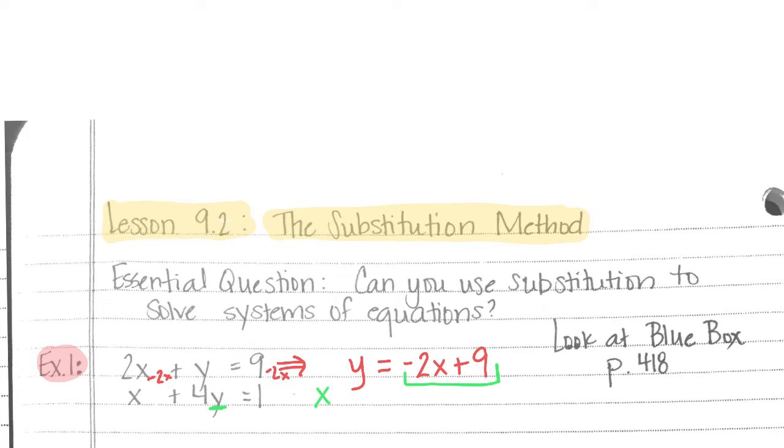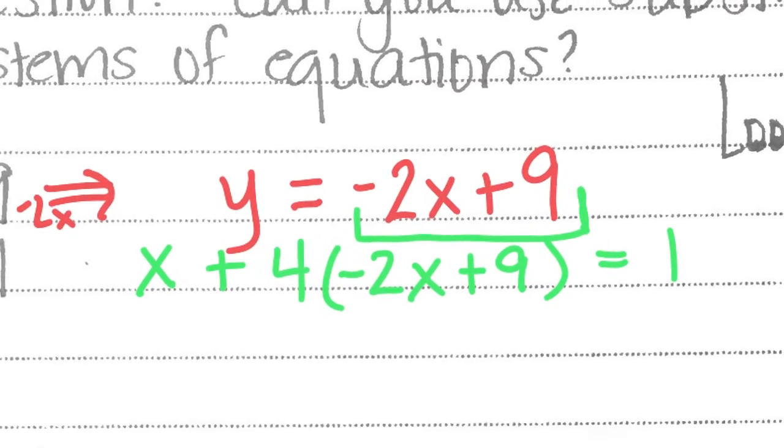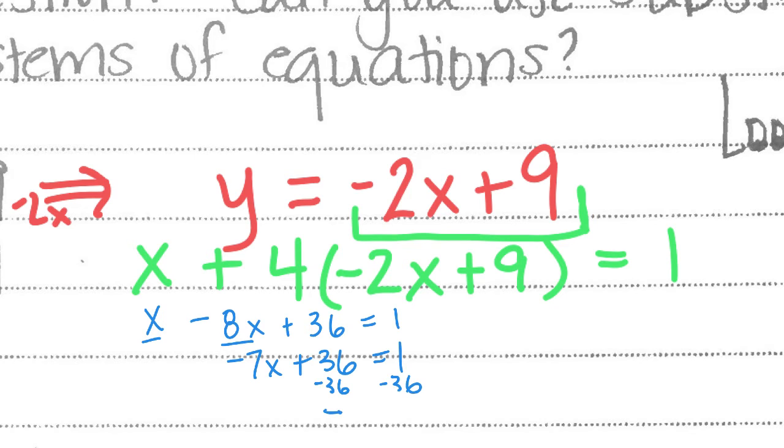So I can take my negative 2x plus 9 and put it in the second equation, and now I could just solve for x. So remember, we're looking for that xy point, and I'm going to solve for x. I'm going to distribute the 4, and I'm going to add like terms, and I'm going to subtract the 36 over, and we have negative 7x is equal to negative 35.